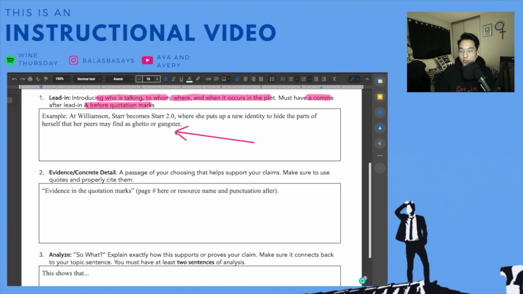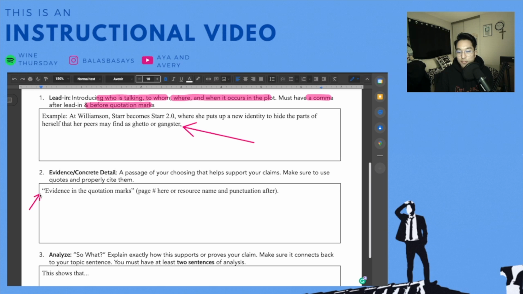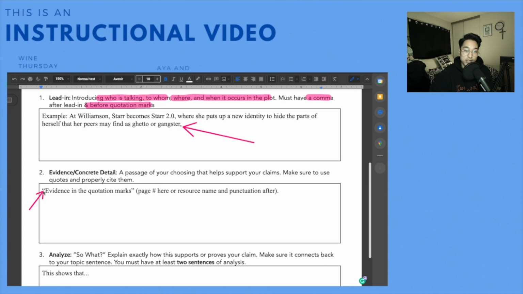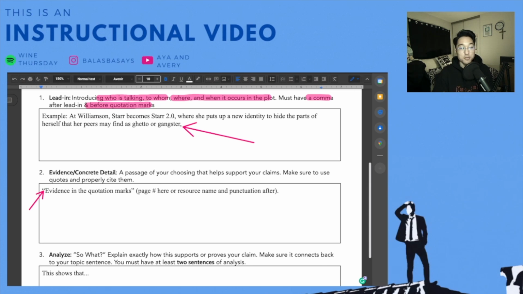So if you notice right over here, there's a comma. That comma has to be there right before these quotation marks. Of course, in your little paragraph or in an essay, they're all going to be in one line and not separated in these boxes. But it is necessary to have the proper punctuation. Otherwise, you're going to lose points.